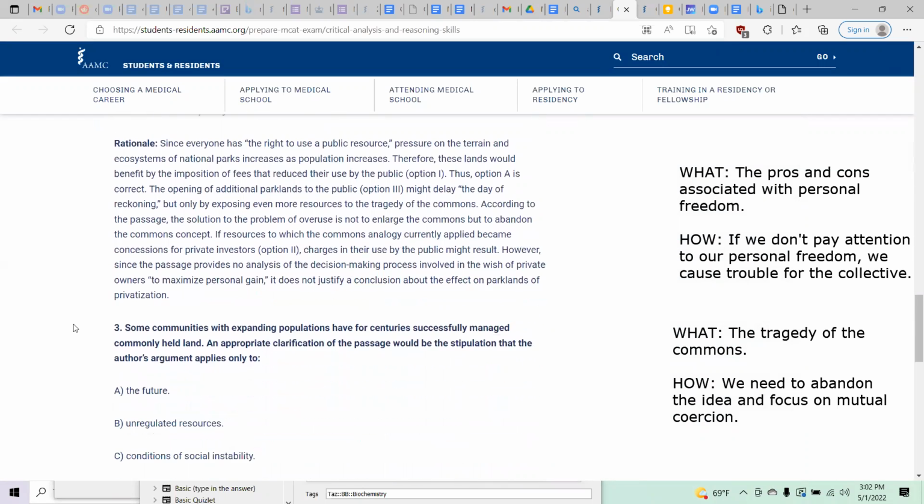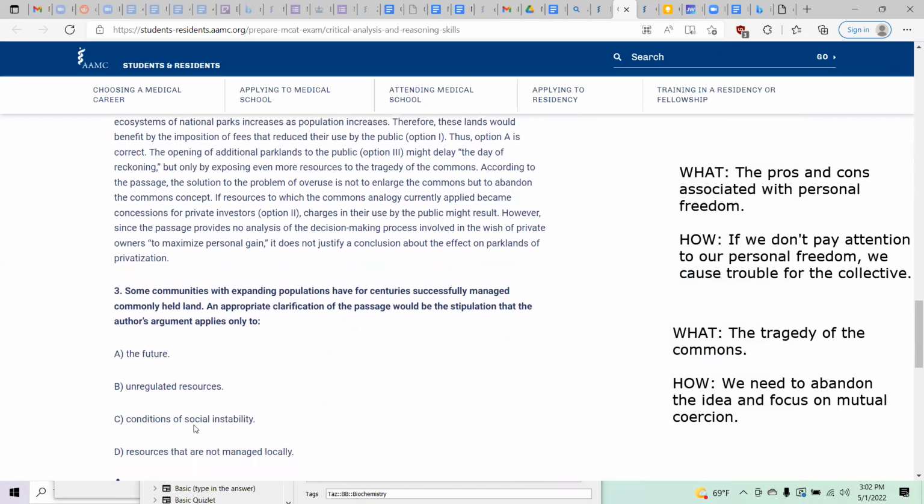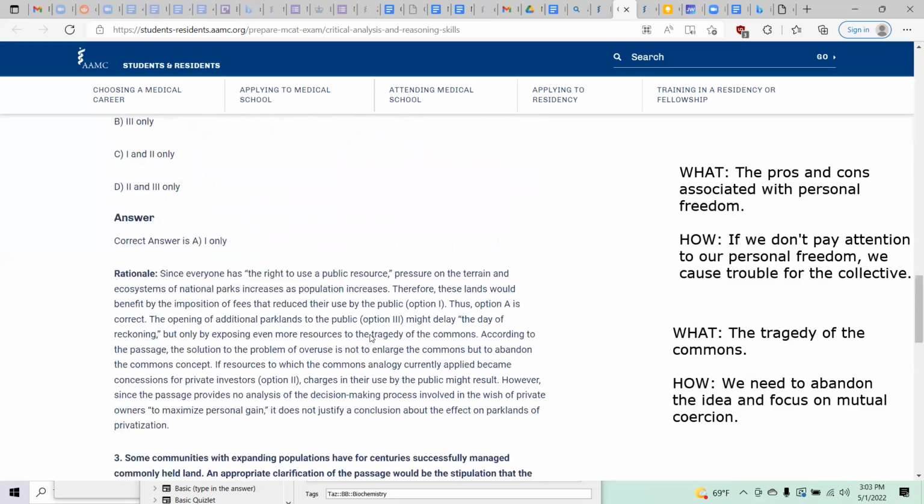One of the options here is saying conditions of social instability. So no, that would be out. That would be totally out. It's the opposite of what the author is talking about. Yeah. Good. So this one is a hard contradiction to find, right? If you didn't pick up on it, it would be hard. But if we had our highlighting and we looked around a little bit towards what the author feels, we could find it. So this is one. A, the future.